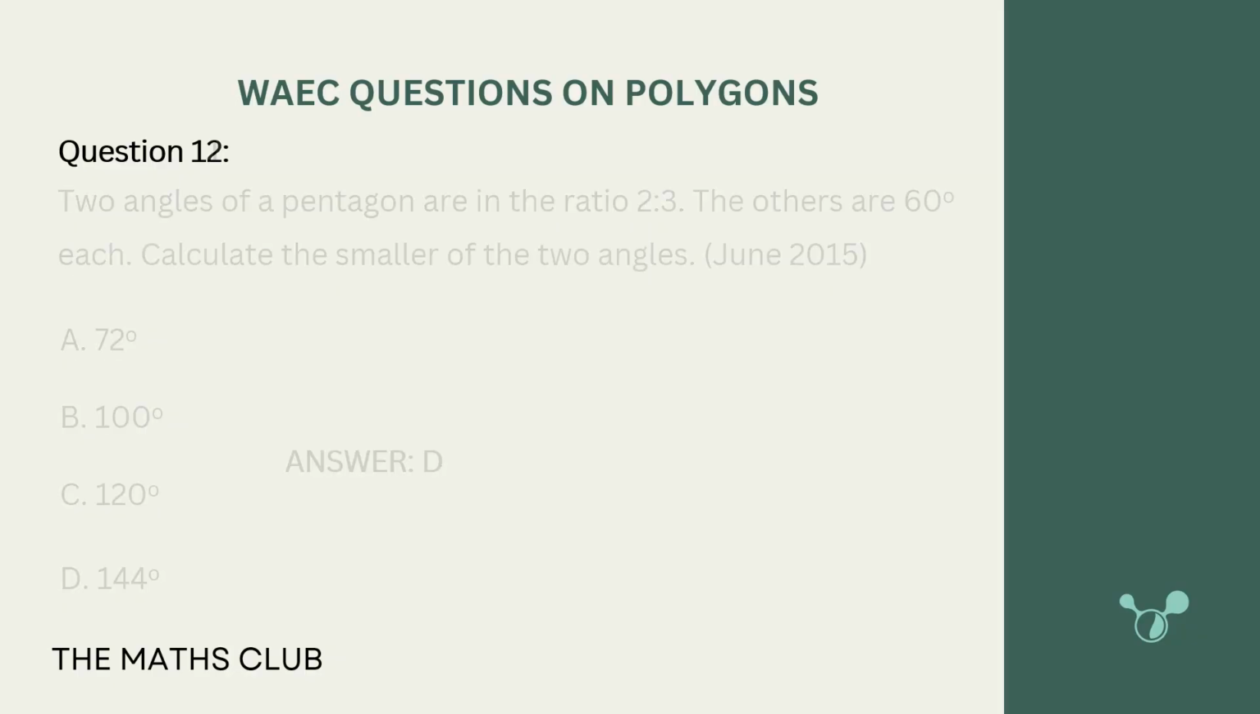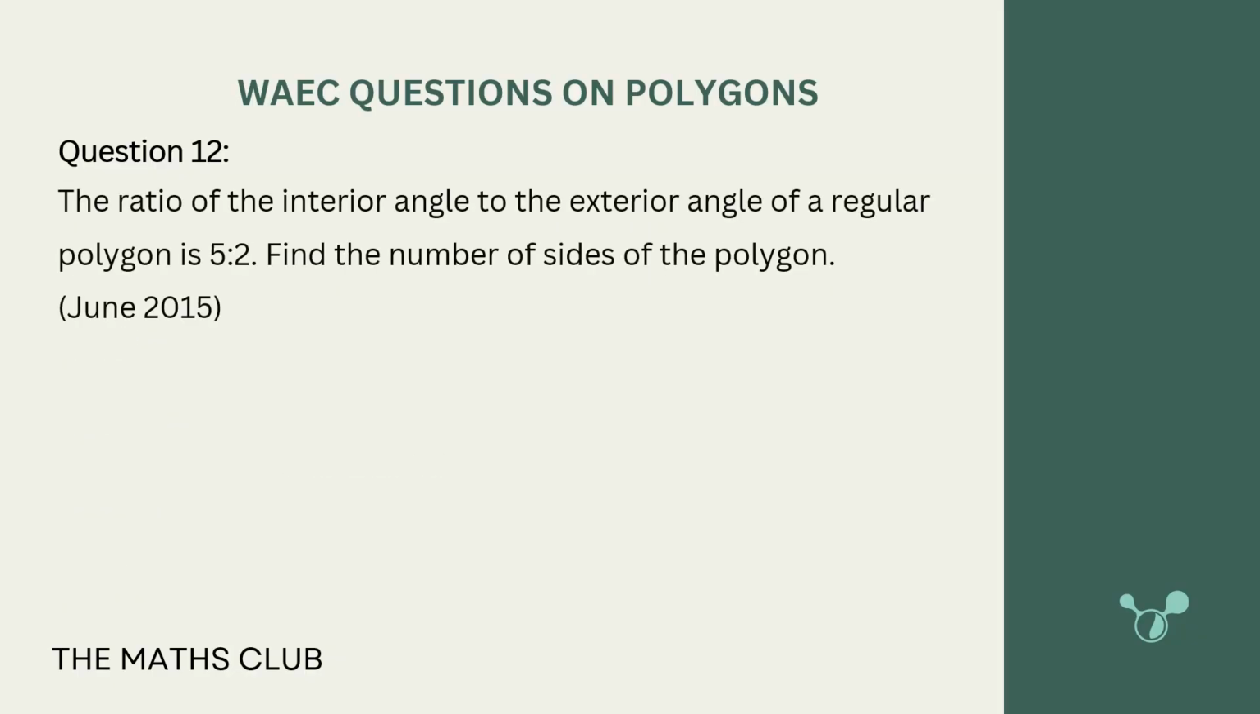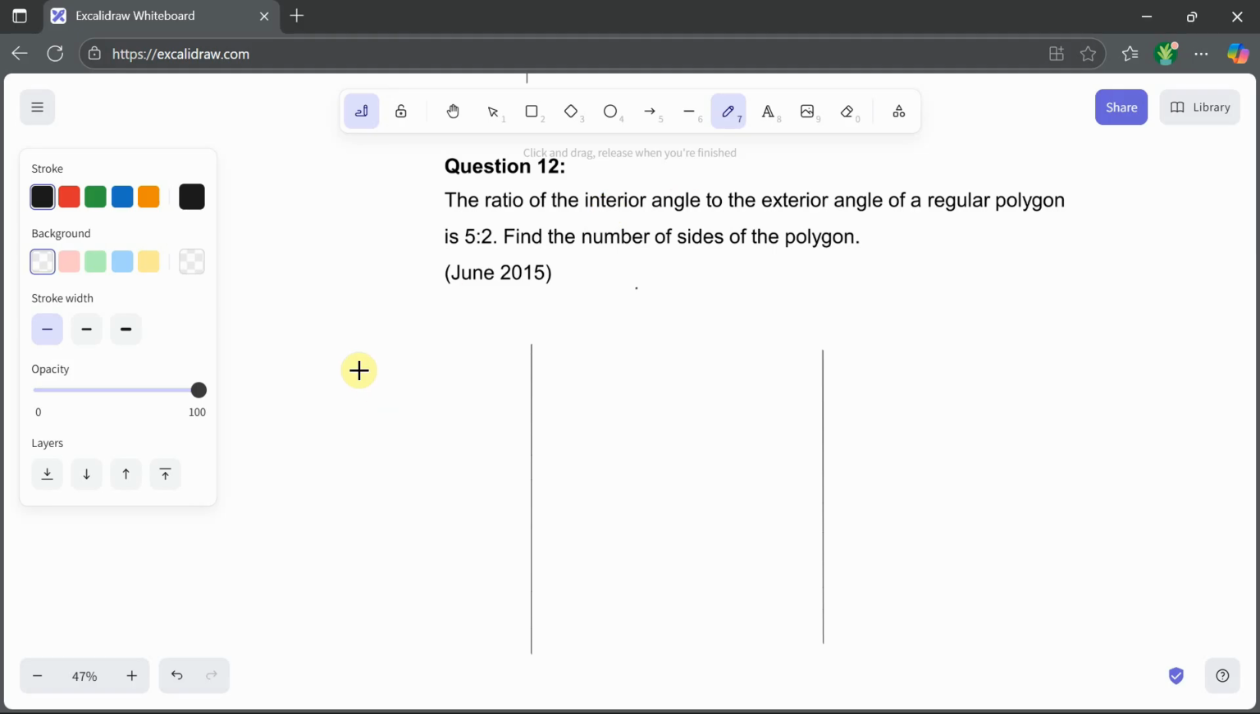Great. And the last question, taken from June 2015, states that the ratio of the interior angle to the exterior angle of a polygon is 5:2. Find the number of sides of the polygon. Pause the video and try this one by yourself. I'm tempted to not solve it, but I will just solve it, but pause it and try it out by yourself till you get it. So we're told that the ratio of the interior angle to exterior angle, so this is I over E, is equal to 5 over 2. Interior angle, we know that is n minus 2 multiplying 180.